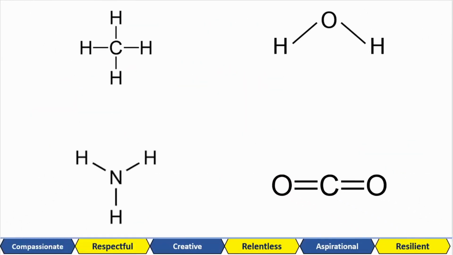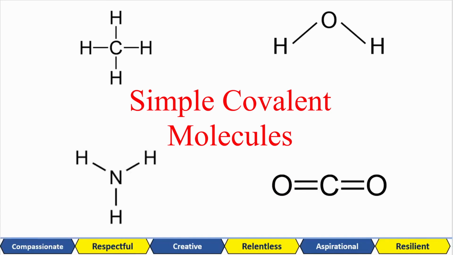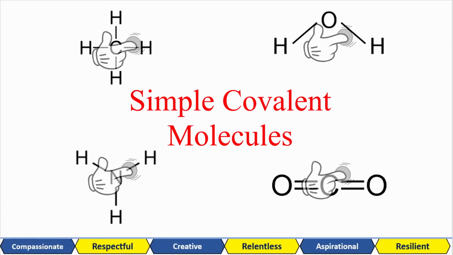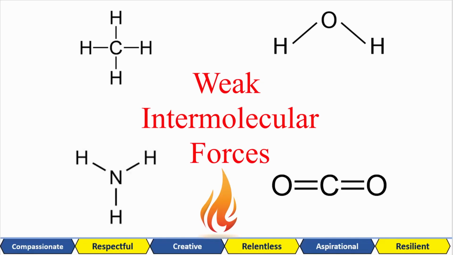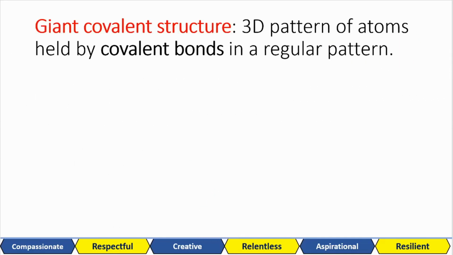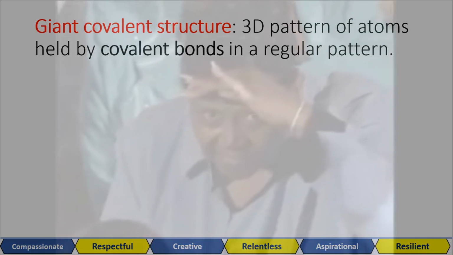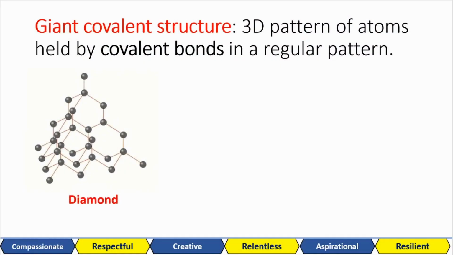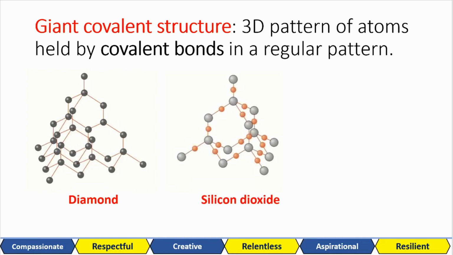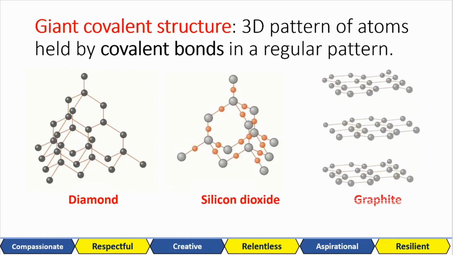Methane and other small molecules are simple covalent, and they contain a limited number of atoms held by covalent bonds. And due to their weak intermolecular forces, they have low boiling points. Check out my previous video for more information on those weak forces. Giant covalent structures are different. You have bare atoms held in a 3D structure by strong covalent bonds. You need to be able to recognize these 3 on sight: diamond, silicon dioxide aka silica, and graphite.